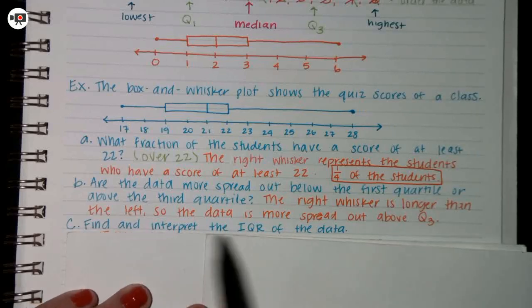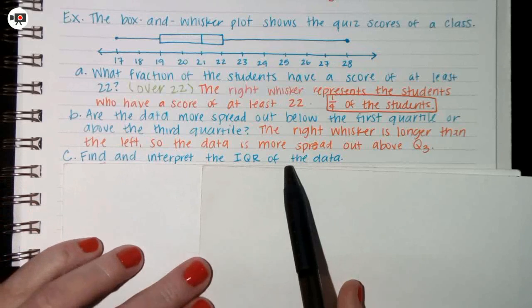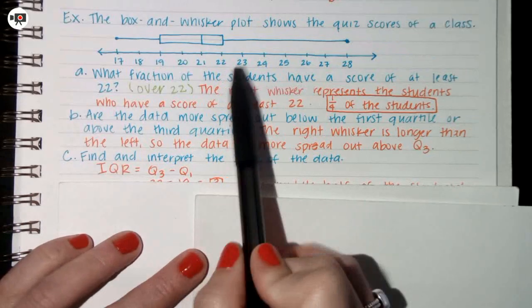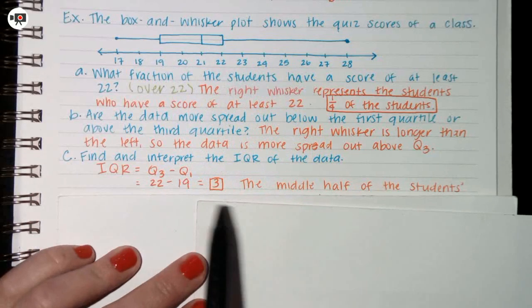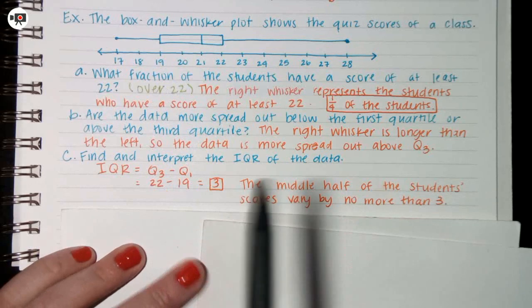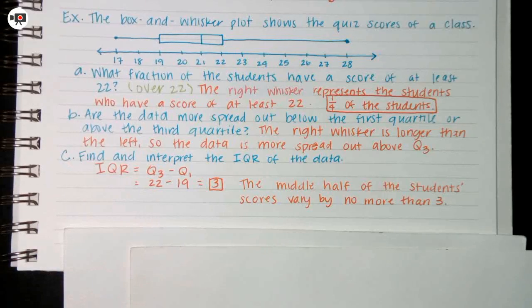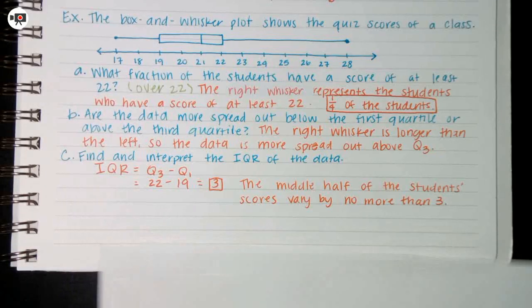And we are going to find and interpret the IQR of the data. So that is quartile 3 minus quartile 1. So I find 22 minus 19 is 3. So the middle half of the students here, their scores vary by no more than 3. So they're pretty close together for the middle half.